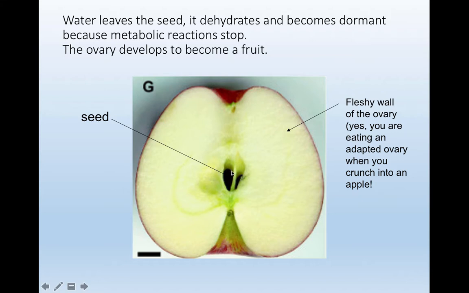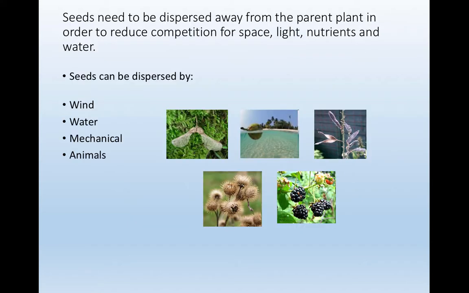So here we see the fruit. The fleshy wall of the ovary, yes, you're eating an adapted ovary when you crunch into an apple. This is the adapted ovary of the fruit. It just grew out of it. The seed is what's actually dehydrated inside there. Water leaves the seed and goes out then.